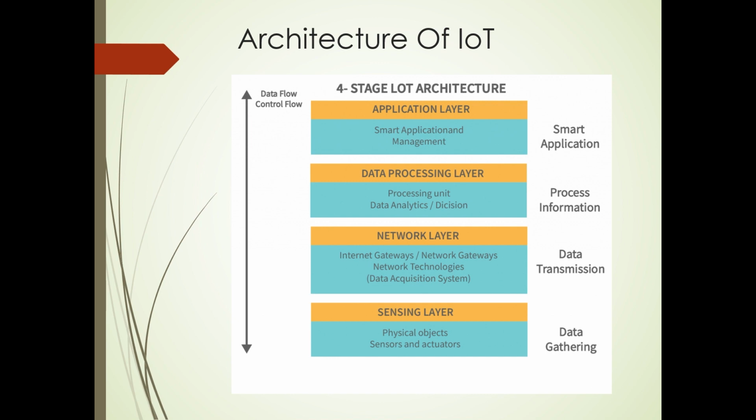Then coming to the networking layer, it consists of internet gateways and network technologies. These are the data acquisition systems where data is acquired, or we can say data gets transferred, so it's also known as data transmission. Now coming to the data pre-processing layer. Under the data pre-processing layer, a processing unit is there, where we analyze the data, as I talked about earlier. So data analytics or decision making is enabled under the data pre-processing layer. It is also called process information.